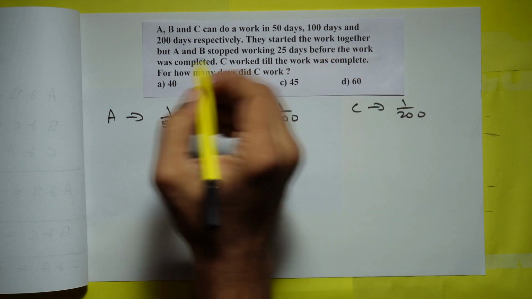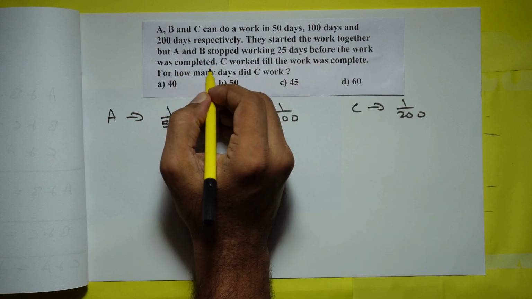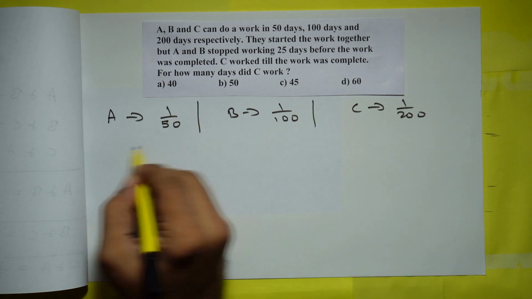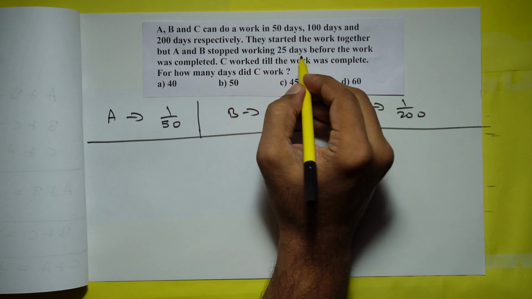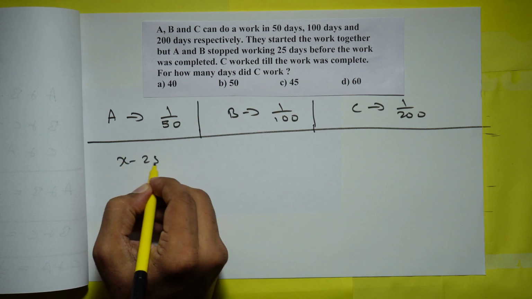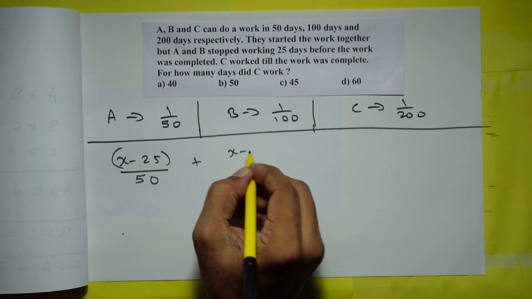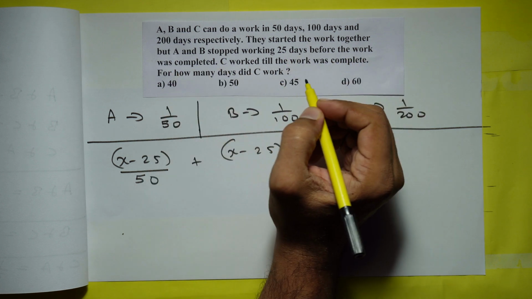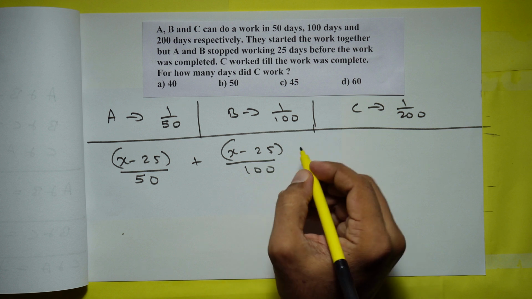They started the work together, but A and B stopped working 25 days before the work was completed. So we will assume that the whole work was done in X days. Both A and B stopped working 25 days before the work was completed. So A worked for X minus 25 days, and every day 1 by 50th of the work was done. B also works for X minus 25 days. That is, B left the job 25 days before the work was completed, so 25 days less than X. And every day B will do 1 by 100th of the job.